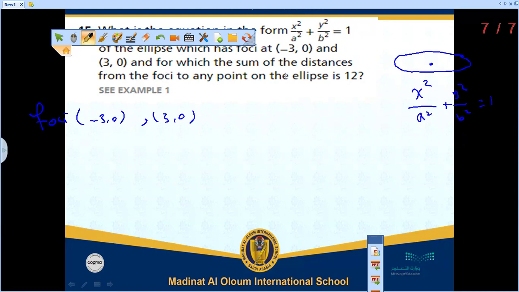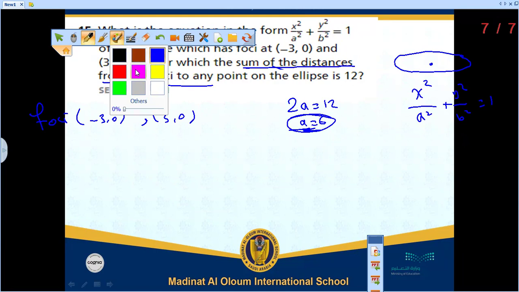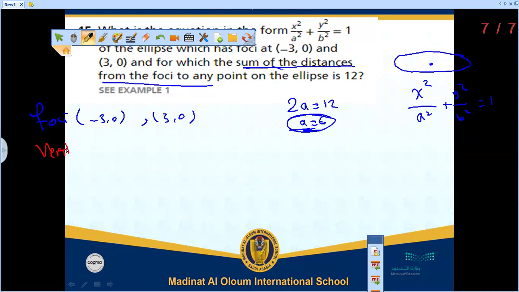And for which the sum of distance from foci to any point, this sum of distance, guys, if you see it for ellipse, this is the definition of ellipse, which is 2a. 2a is 12, it means a is 6. Now I give you vertices: 6, 0, and negative 6, 0. Why? Because the sum of distance to a foci is the sum of vertices, and we proved this one in class.